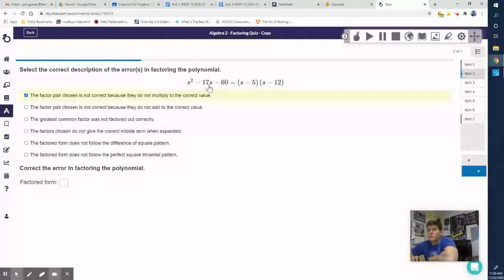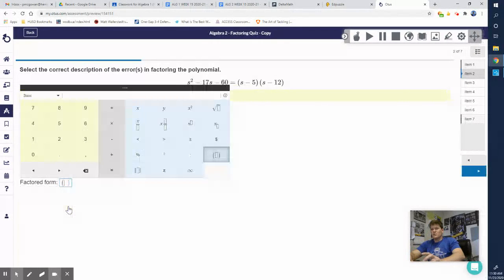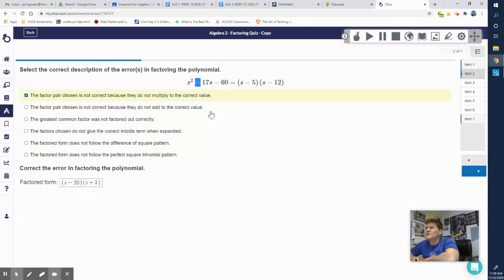Okay, right away I'm thinking 20 times 3. The reason I'm thinking 20 and 3 is because I need different signs. It's a negative 60 together. So one's positive, one's negative. If I subtract 20 minus 3, oops, plus 3 there, I get 17. So that's what I want. Notice the 17's negative. So I need my bigger value here to be negative. So there's my second problem. Not correct because they do not multiply. Factoring it out, I get s minus 20, s plus 3.